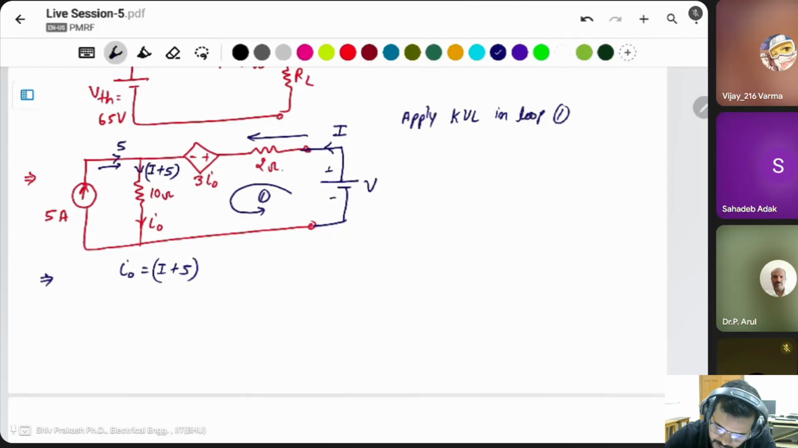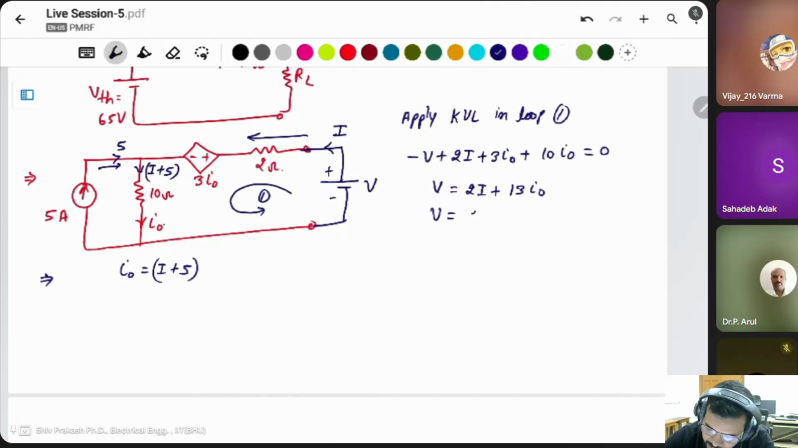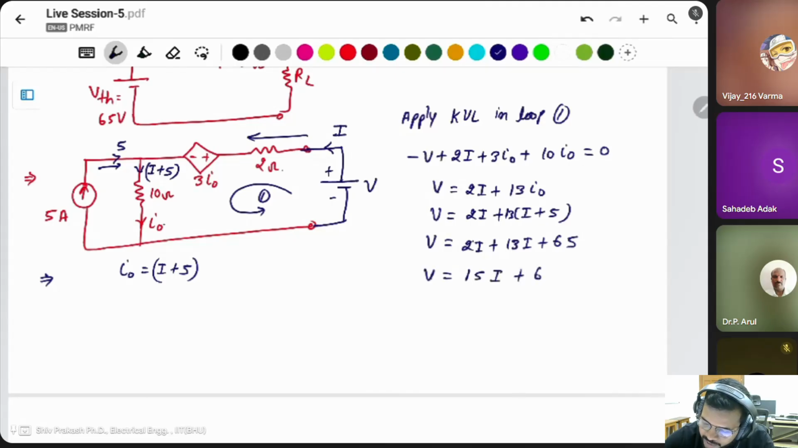Same thing, this is minus, this is plus. Apply from here, minus V plus 2I plus 3 I naught, plus 10 into I naught, equals 0. Then V is equal to 2I plus 13 I naught. You can replace I naught by I plus 5. V is equal to 2I plus 13 into I plus 5, so 2I plus 13I plus 65. V is equal to 15I plus 65.